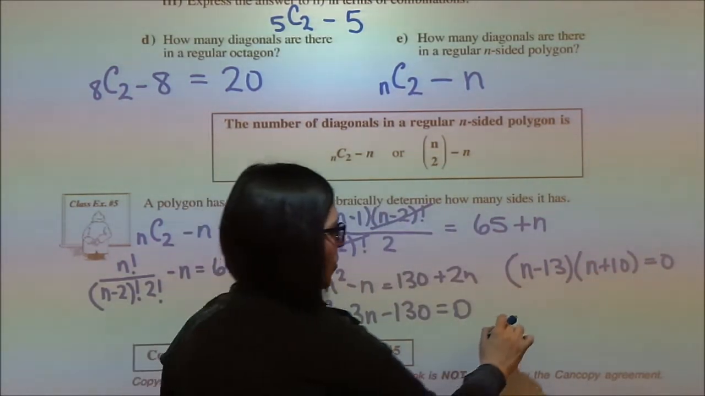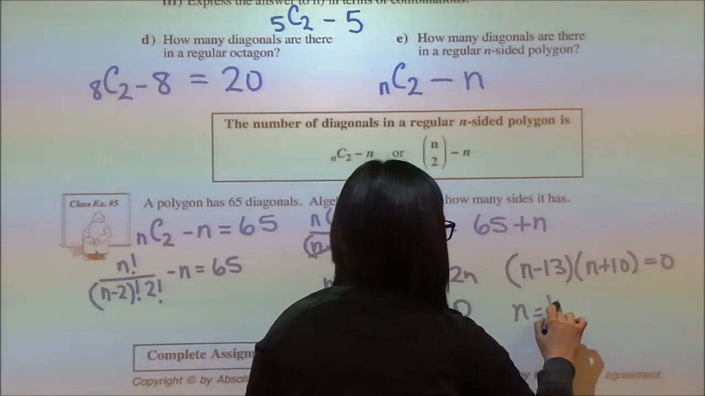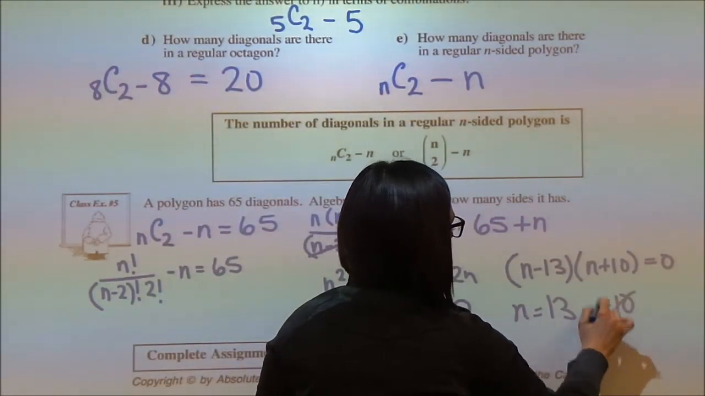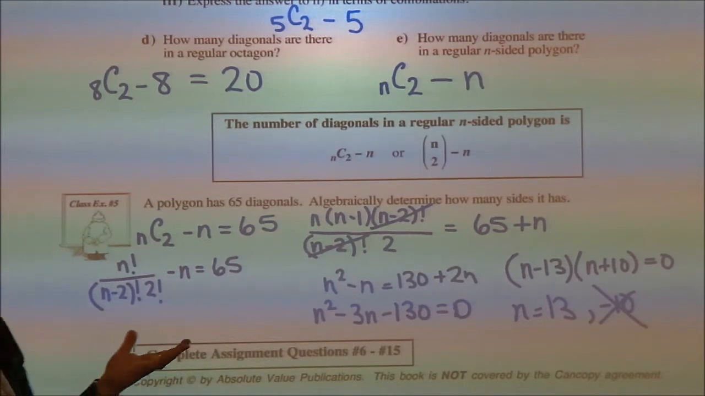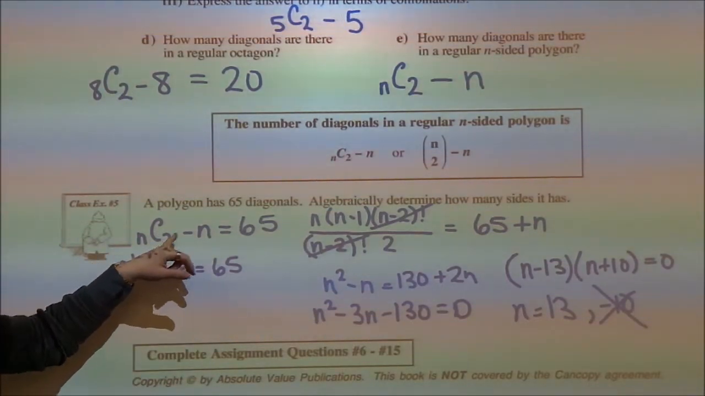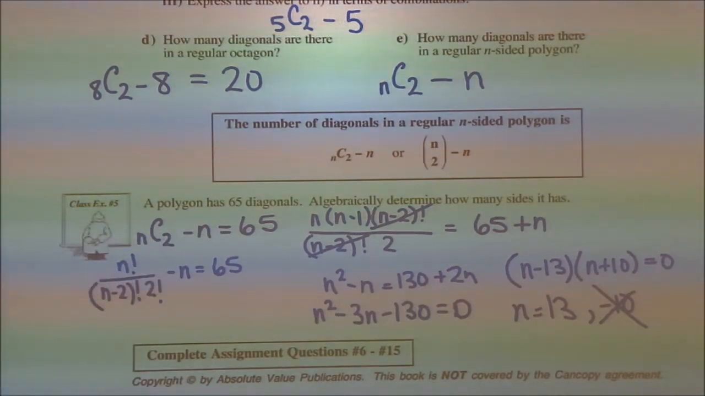So what does n equal? 13. And the negative 10 gets eliminated because it doesn't make sense. Okay. I could again use my table of values, nCr minus n, and then look at where it equals 65 if I didn't have to do this algebraically.